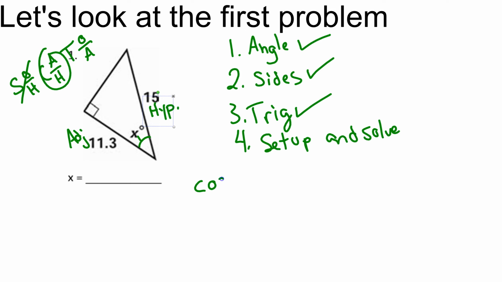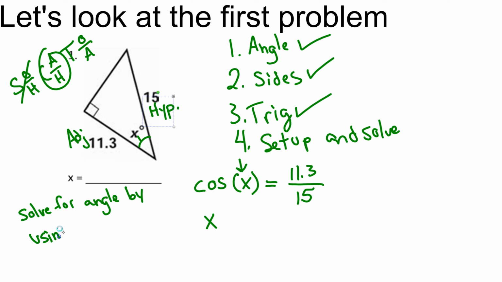So I say the cosine of the angle, remember the angle always goes with the cosine, is equal to the adjacent, 11.3, over the hypotenuse, 15. So from here, anytime you're solving for the angle, you want to get rid of cosine. So to get rid of your cosine or any trig function, you use the inverse function. So if you want to make that note, solve for an angle by using the inverse.